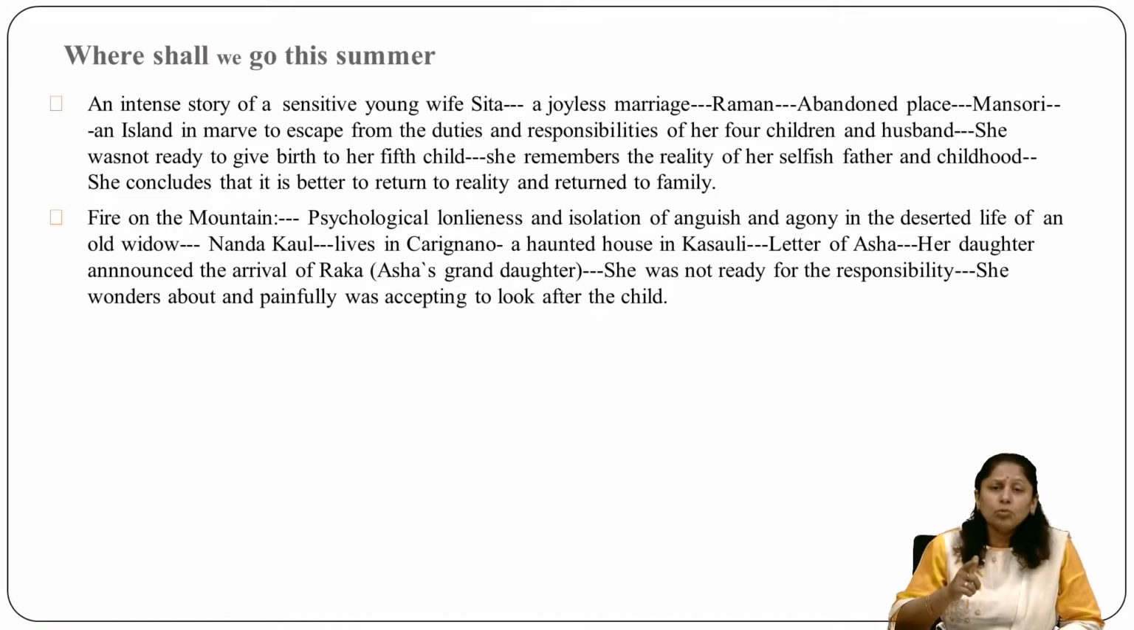Look, why does this happen? Because Sita escaped from the regular responsibility and day-to-day activity of her domestic family life. And why had she escaped? Because she was not happy with her married life, nor satisfied with her four children, and as she was not ready to do any responsibility or any work, she escaped from her domestic life and her family, and she was not ready to give birth to her fifth child also. She remembered the reality of her selfish father and childhood, and she concluded that it is better to return to reality and return to the family.